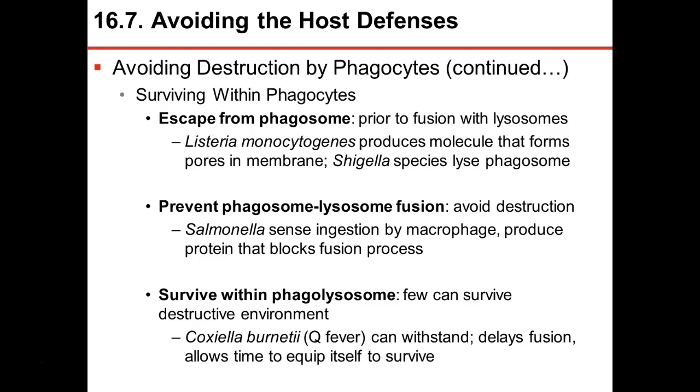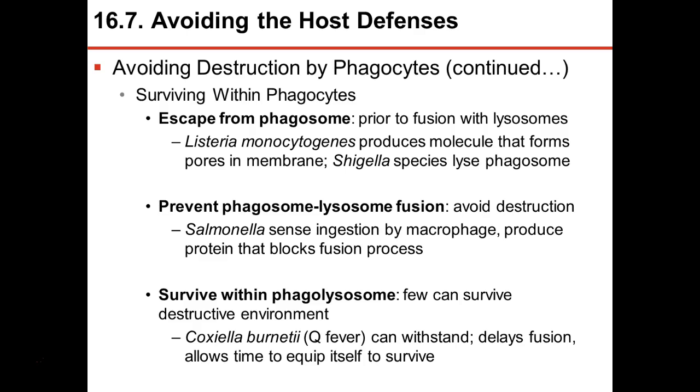So the first one is just escaping the phagosome altogether before it binds to the lysosome. Listeria and Shigella are pretty good at this, and once they do, they basically destroy the macrophage and get out. Other ones are actually able to block the phagosome-lysosome fusion, and Salmonella is pretty good at this. They actually produce proteins that block the fusion, as well as Chlamydia, which is also able to block that fusion.